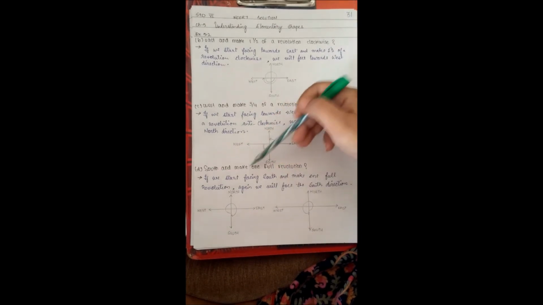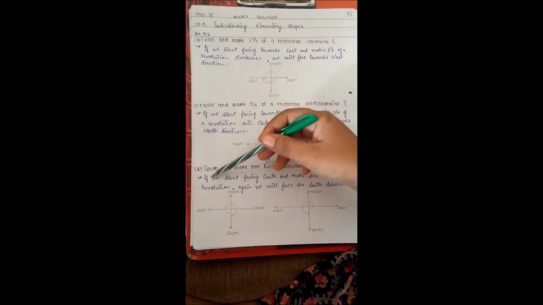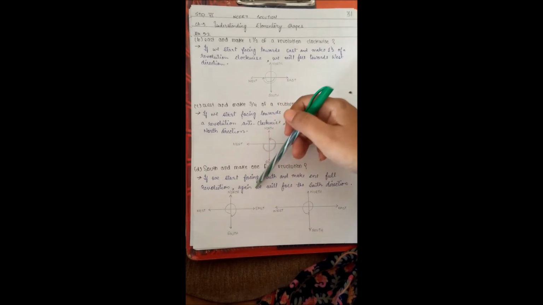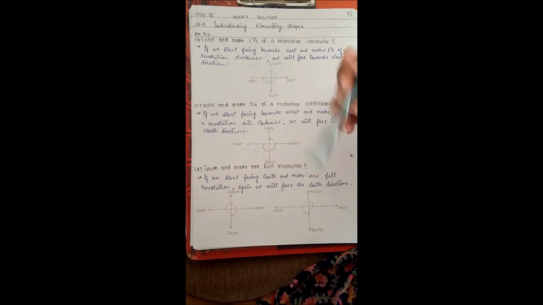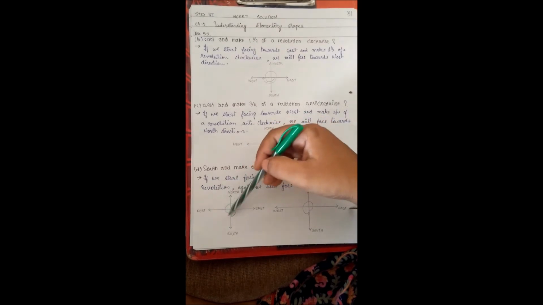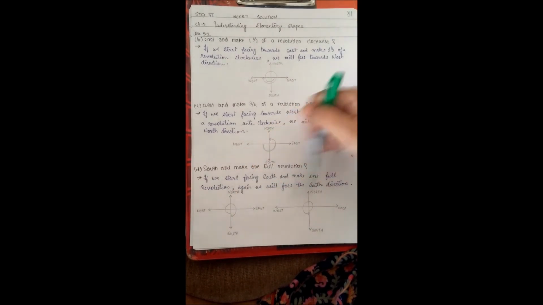Now south and makes one full revolution. If we start facing south and make one full revolution, again we will face the south direction. So if we start from the south, clockwise or anti-clockwise, we will get the same south direction only.